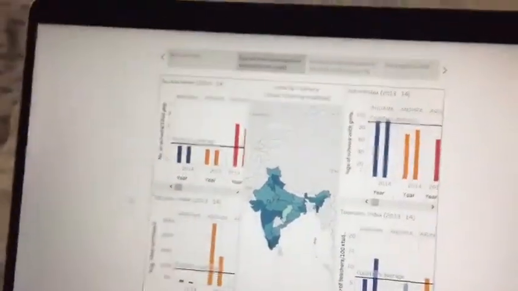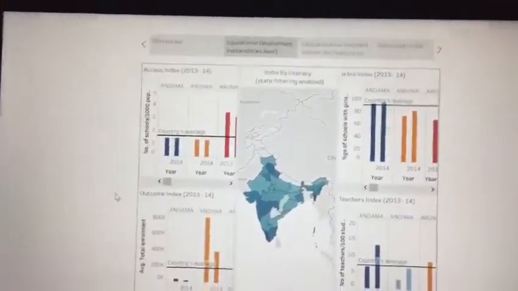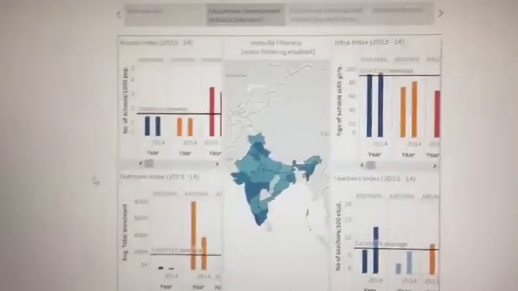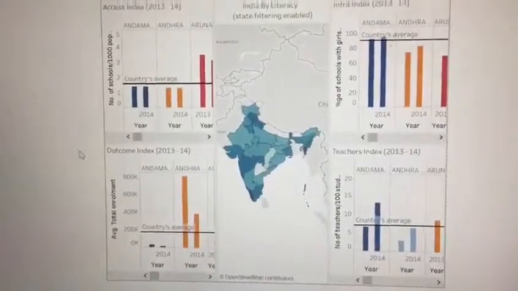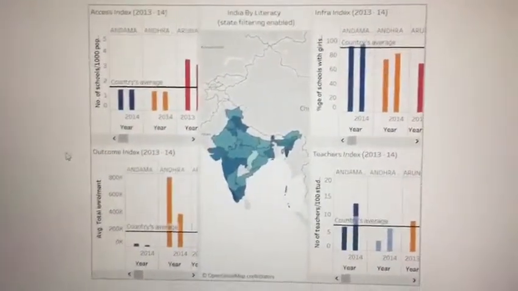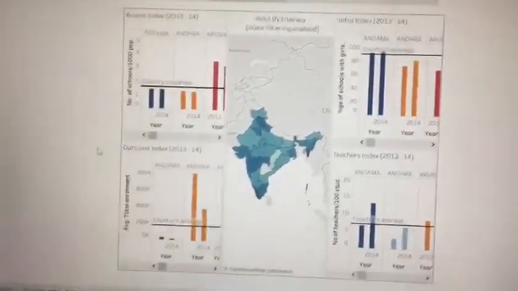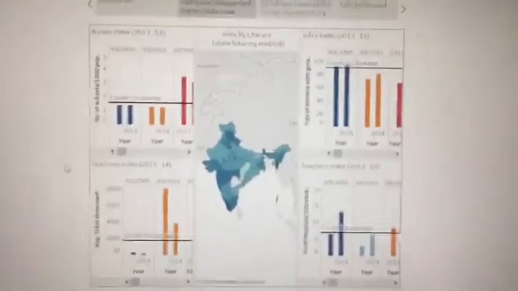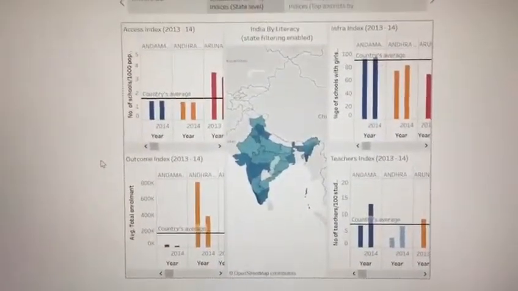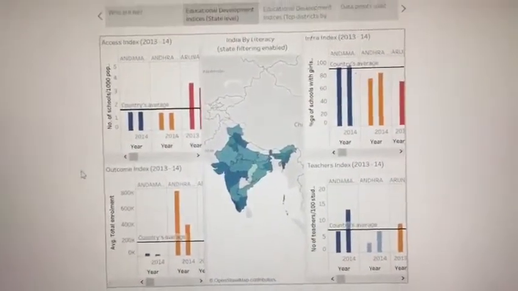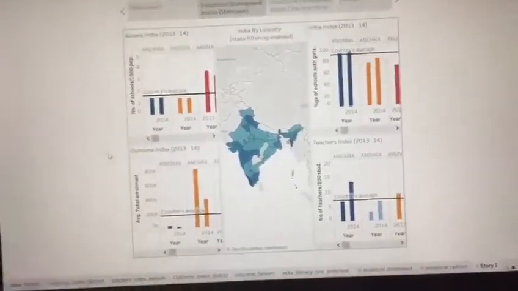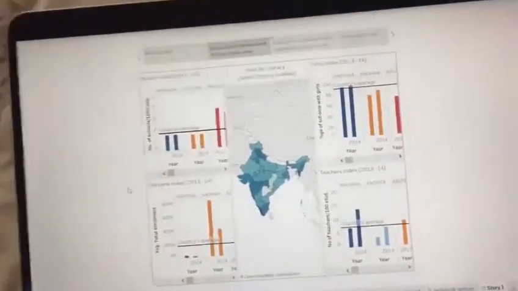at the bottom. Access index and infrastructure index talk about the physical aspects of school educational development indices, whereas the outcome index and teacher index talk about the human capital aspects. We also see the country's average as the reference line across all the 4 indices. To understand this dashboard in detail, let's do a role play. This dashboard is intended for the Ministry of Education, who would want to see the data at a broad level.